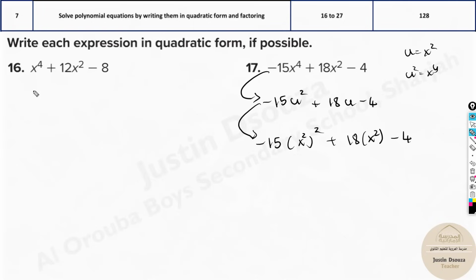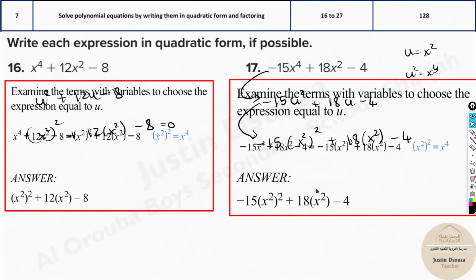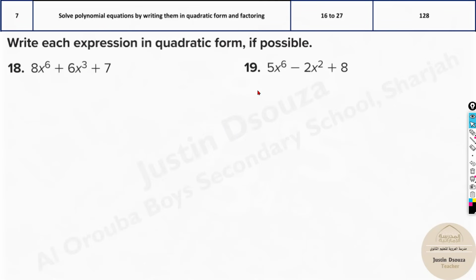So that's why even over here, what I would generally prefer is u squared plus 12u minus 8, and now I will write x squared the whole square. I'll put whatever is in u as brackets, and then 12, whatever u is in brackets, minus 8 is equal to 0. So this is now in quadratic form. You can see that's the quadratic answer, and even over here, this is the quadratic answer. I hope this is clear. Now, they have just asked to write in quadratics.